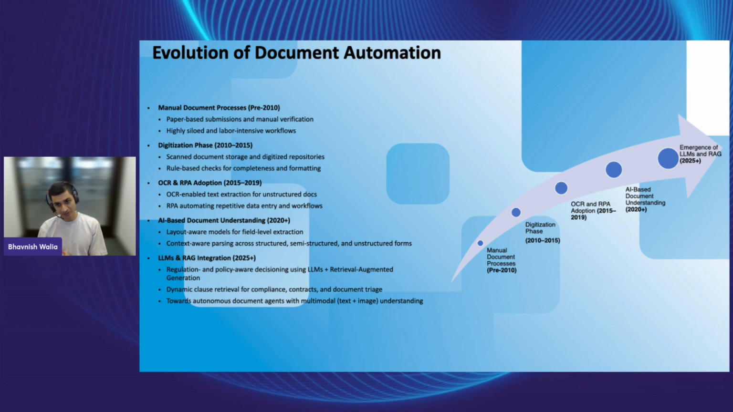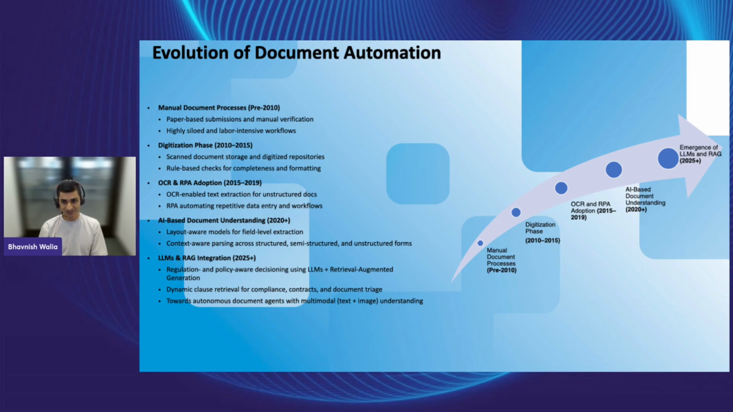Again, a leap happened in 2015 to 2019, where they started using optical character recognition and robotic process automation, which essentially means that you're automating all steps that are extremely repetitive. That's done through RPA. That really made things quite efficient back in 2019.